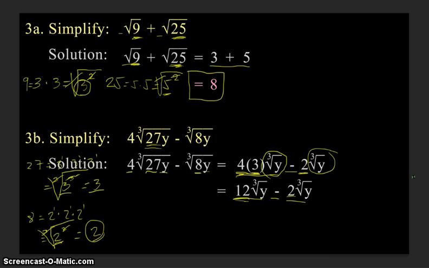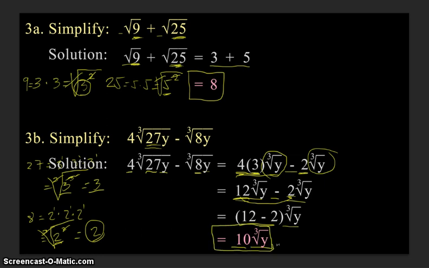Okay. So, 12 minus 2 is equal to 10 times cube root of y. And this is our final answer. Okay.